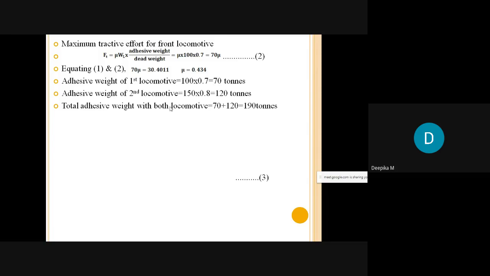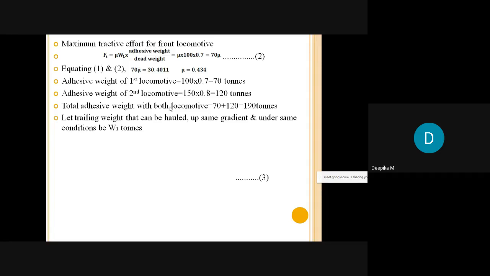So next, what will be the total adhesive weight of both locomotives, which is nothing but 70 plus 120, which is nothing but 190 ton. So next, let us move on to the data we have to calculate. First one, they have told you what would be the additional trailing weight that can be hauled up the same gradient under the same condition. So now I am representing this as W1 ton. So this trailing weight we need to calculate, right?